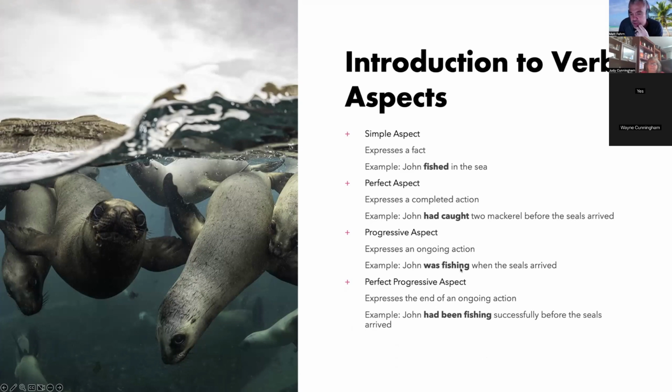John was fishing when the seals arrived. And perfect progressive: John had been fishing successfully before the seals. The end of an ongoing action. See the difference? He had been fishing successfully, but he stopped fishing and then the seals arrived. So the idea of aspect is just time.